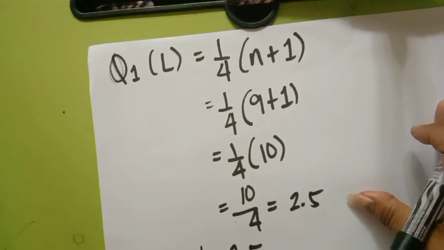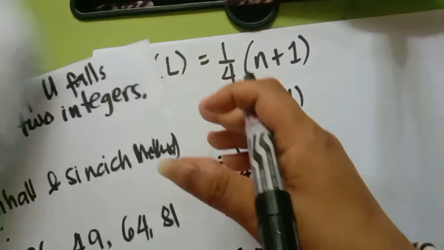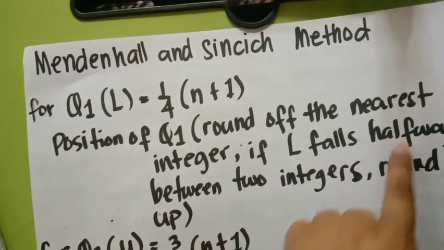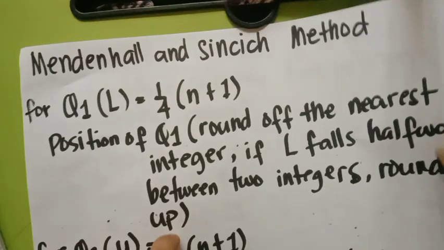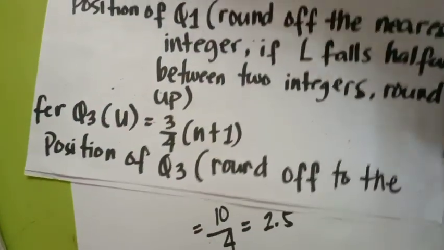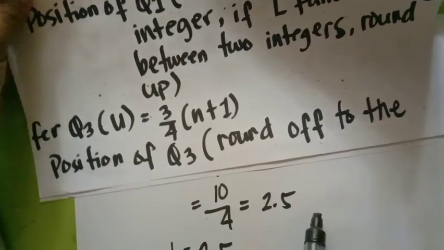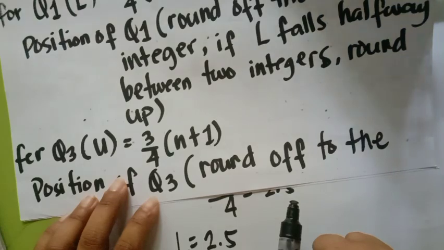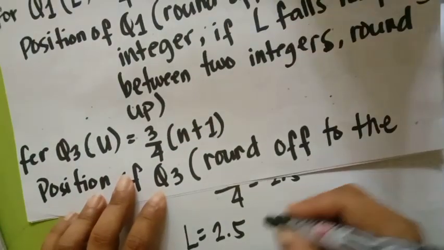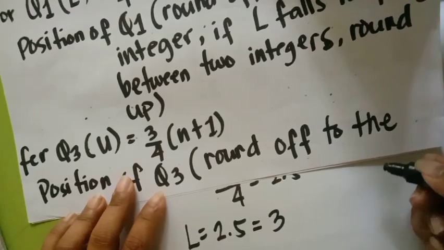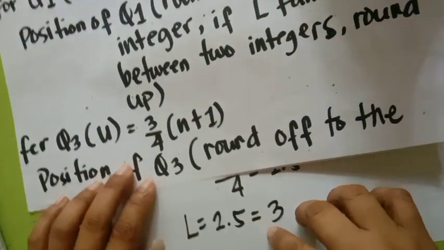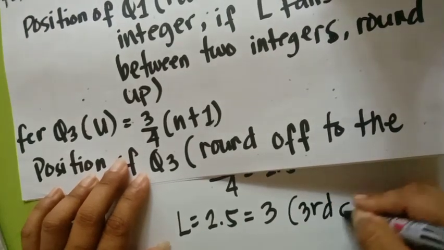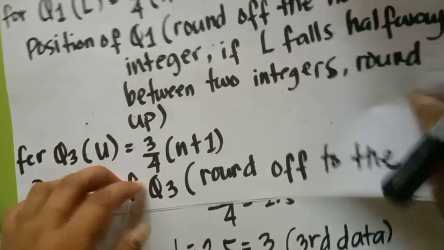So, kung 2.5 siya, katulad ng sinabi sa inyo kanina, round off to the nearest integer. If L falls halfway between two integers, round up. Ito yung round up. Ito yung sinasabi kong yung L natin, it falls halfway between two integers. 0.5 siya. So, kapag 0.5 siya, round up yung L natin. So, yung 2.5 ninyo is magiging 3. So, that means the position of Q1 is the third data. Okay, mamaya magbibilang tayo kung ano yung third data natin.